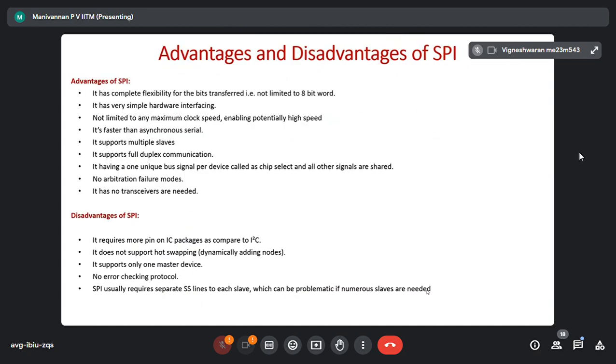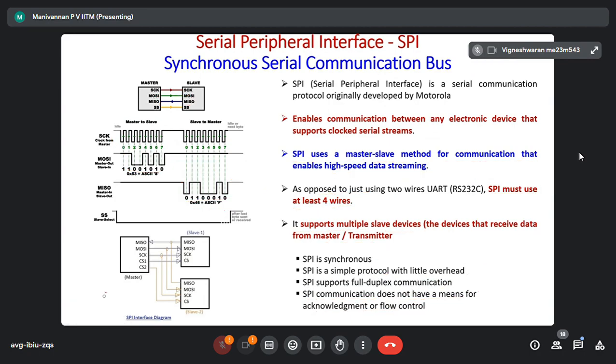Okay, now we will talk about the two types of serial communication we saw. One is asynchronous communication, the other synchronous communication. Asynchronous is RS-232, synchronous is SPI. What is the advantage of SPI? It has complete flexibility for the bits transferred, not limited to 8 bits. Generally we transmit byte by byte, correct? Sometimes you want to transmit 64 bits between two CPUs.